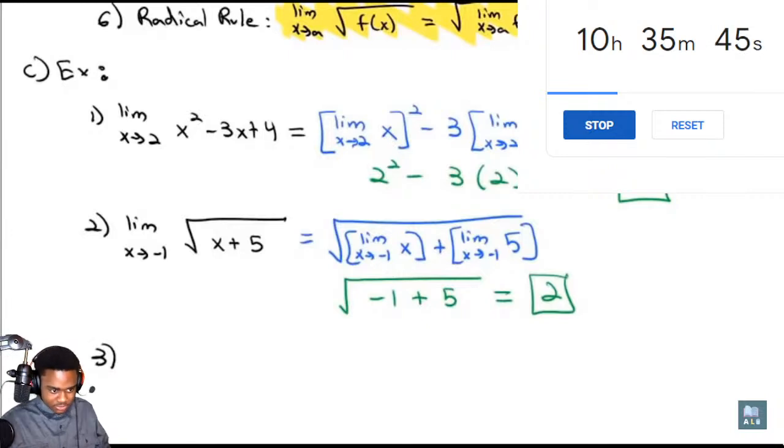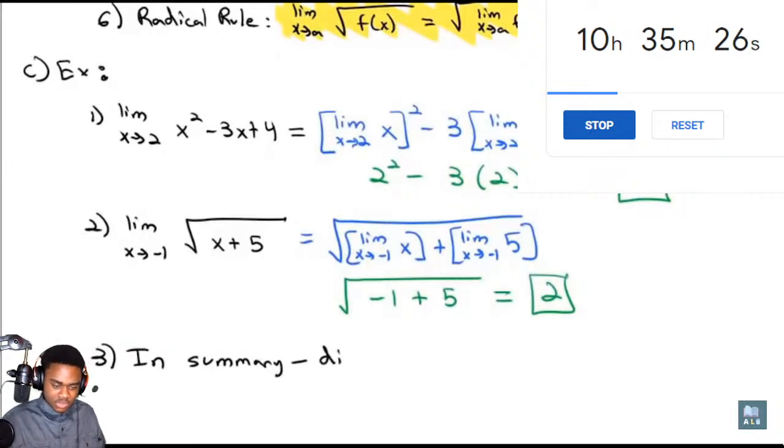What you might notice here is instead of doing all the work of putting that limit through all the pieces, what we're really doing is, whenever possible, taking the number we're working with and plugging it in to the x. In summary, what we're really doing is what's called direct substitution.